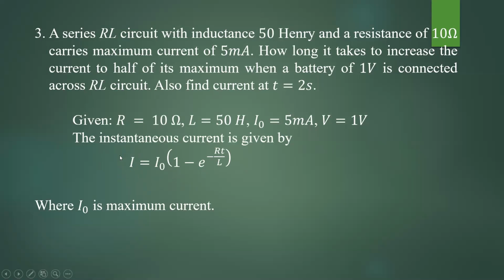I equal to I naught by 2, how much time is needed, you have to find that out. Resistance R is given, L is given, I naught is given. You have to find time t at I is equal to I naught by 2. That is the question. Okay, next are simple mathematical steps.